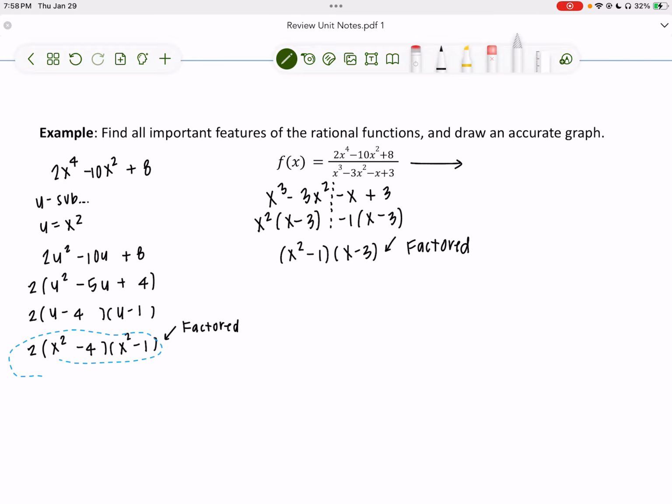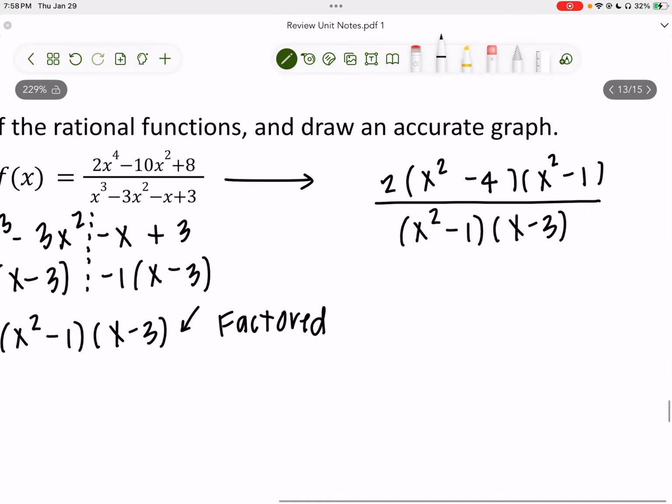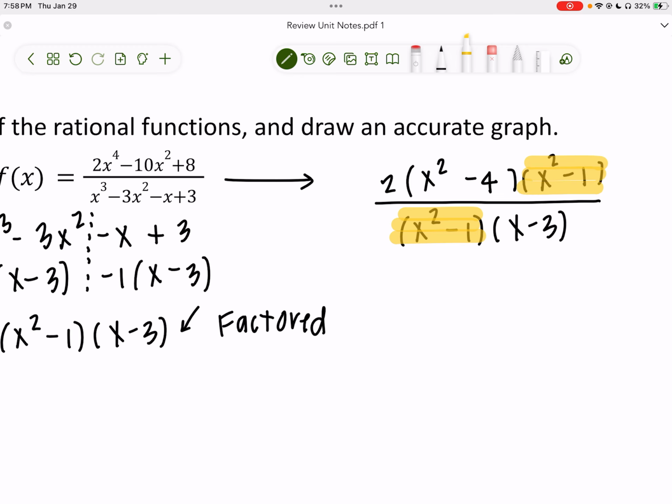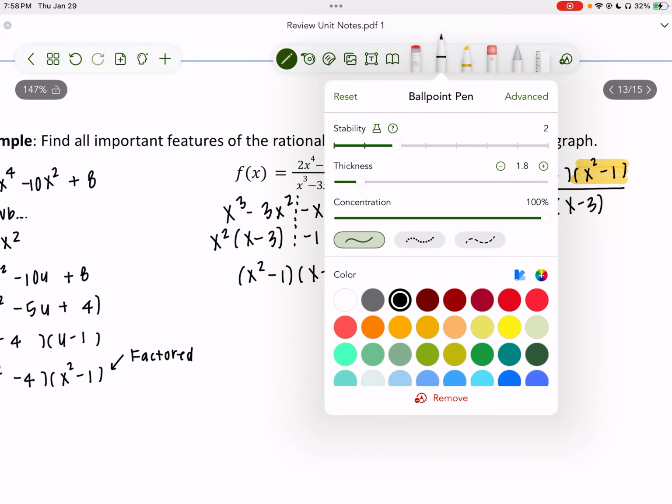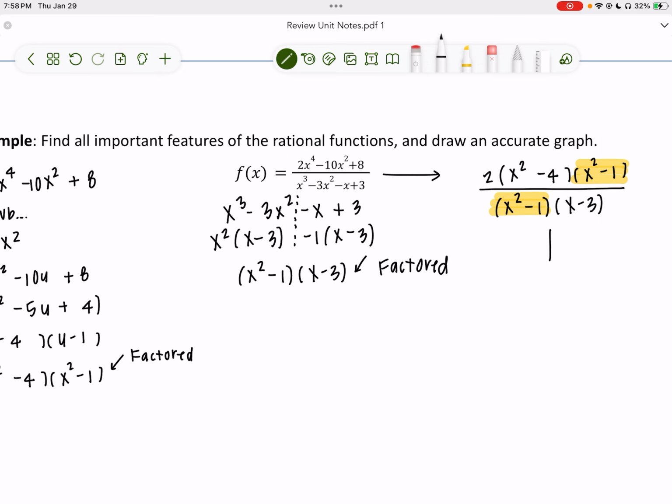I'm just going to duplicate. We have that over that. These are the same two equations. This one right here on the right is just factored, which means I get to see a lot more stuff. With that, I'm going to notice that here is what cancels out. This determines my hole.